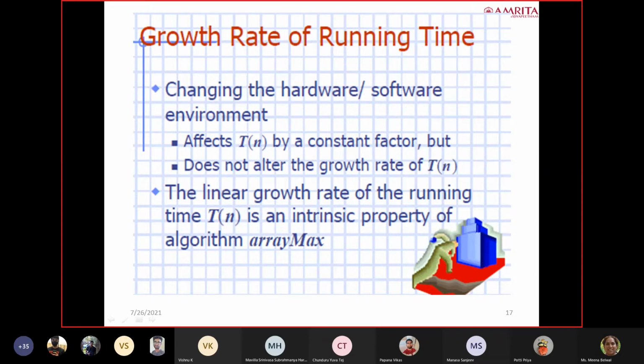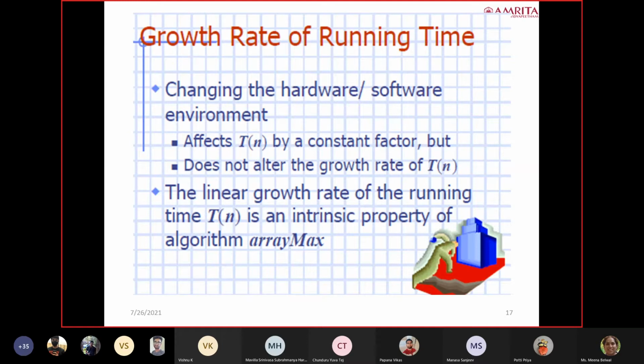So now if somebody asks you that if I change the hardware and software, will the growth rate of the algorithm change? Your answer has to be: the growth rate will never change. Growth rate means with respect to the input. Okay, with respect to the input size, how the algorithm running time is affected.